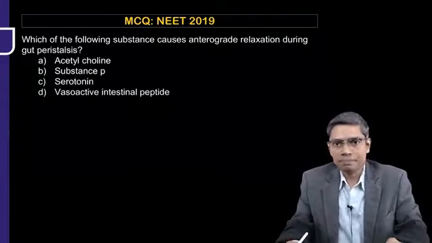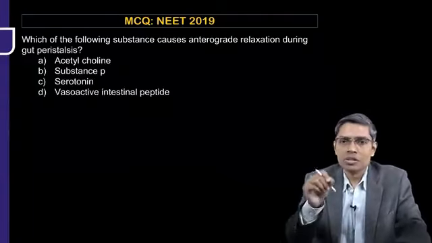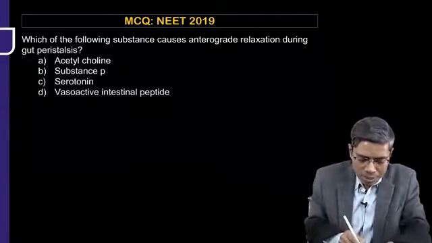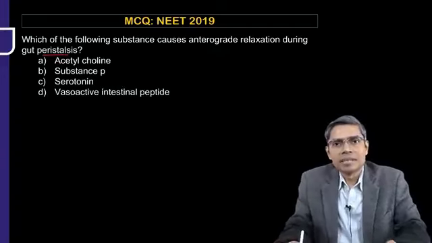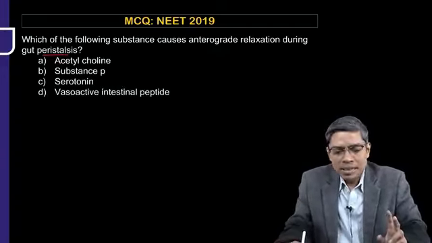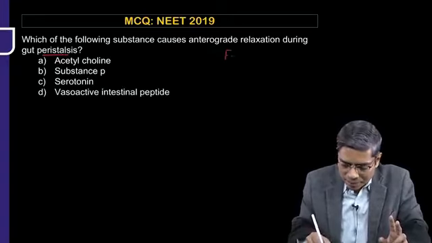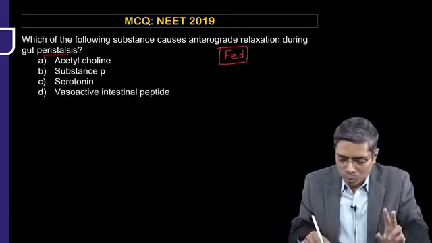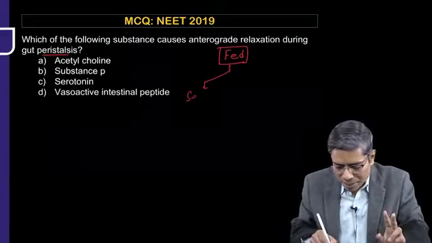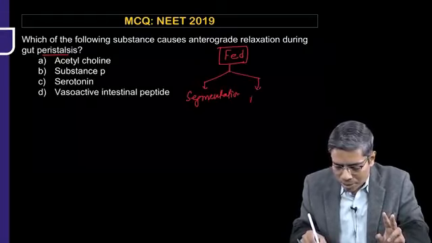Gut peristalsis. So here the question is not about the BER. Here the question is about another movement, that is the peristalsis. You know that in the fed state, when the food is there in the GIT, there are two movements mainly. One is segmentation movement, and another one is the peristaltic movement.